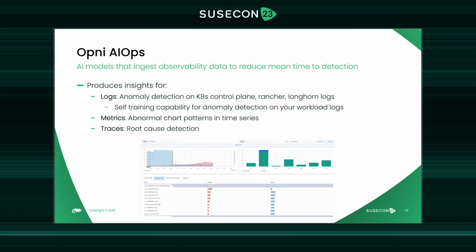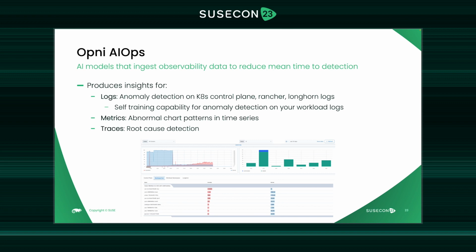For logs, we enable anomaly detection on the Kubernetes control plane, Rancher, and Longhorn logs. And we also provide a UX that allows you to select the deployments that are most important to you. And if you have an NVIDIA GPU enabled in the cluster, Opni will self-train a model that will allow you to find anomalies inside of your workload deployments.